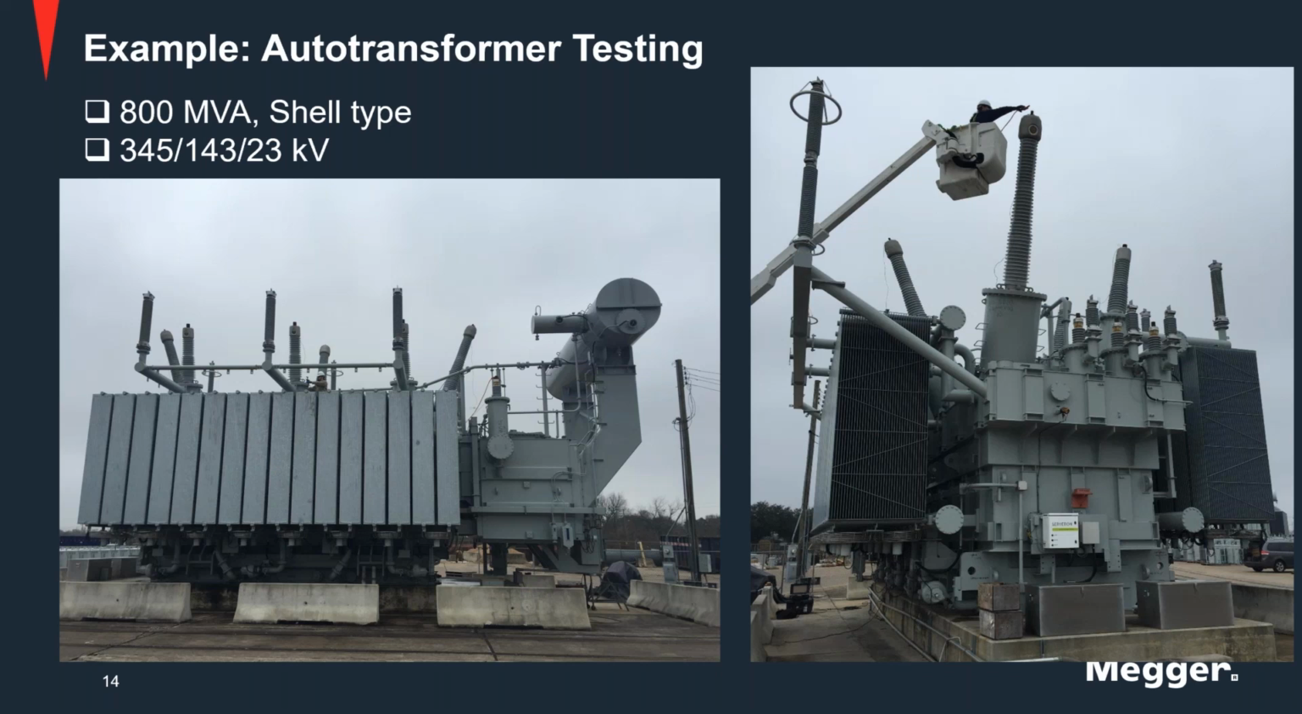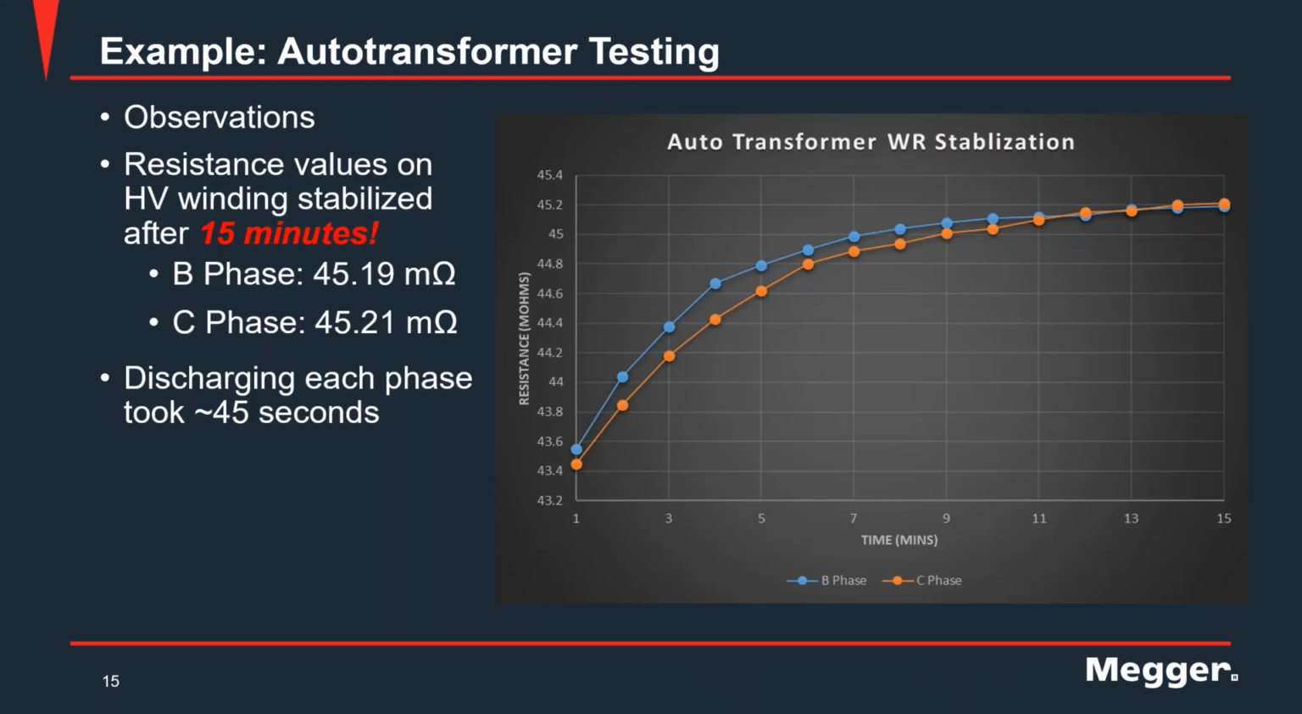Now, I would like to share some observations. We measured the winding resistance on this unit, and the resistance values on the high voltage winding took almost 15 minutes to stabilize. So you can see that, in a transformer winding as large as this one, it took a good amount of time for the readings to go through their transient phase and then to stabilize.